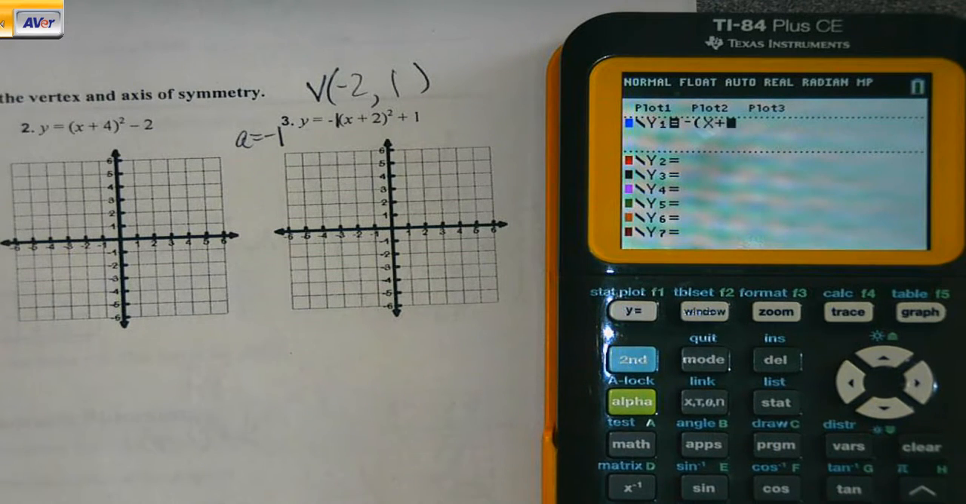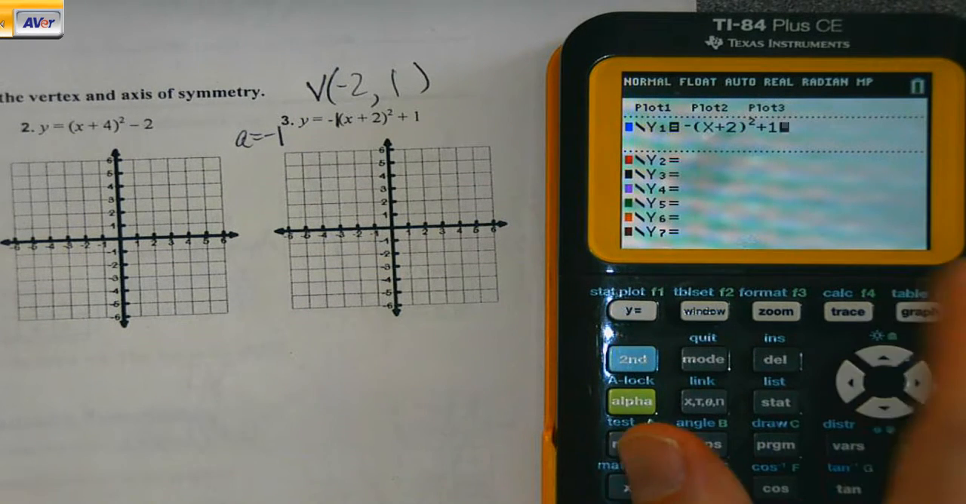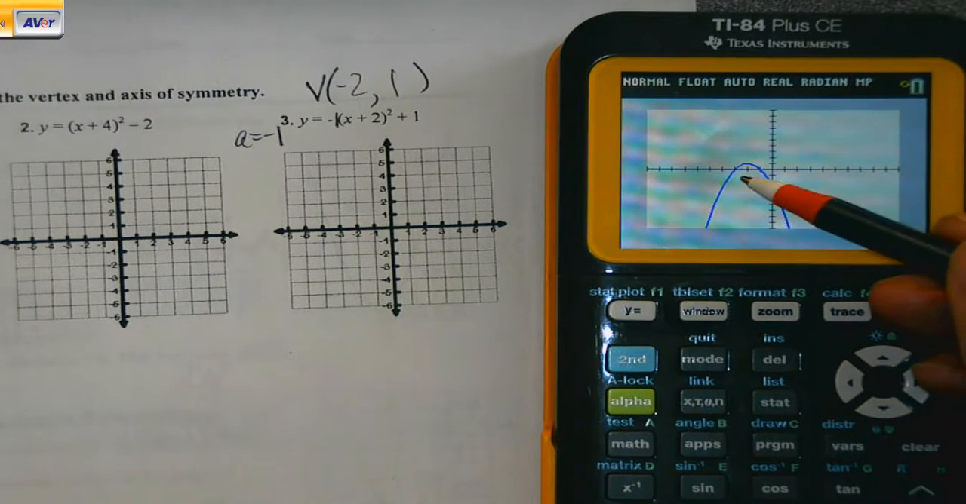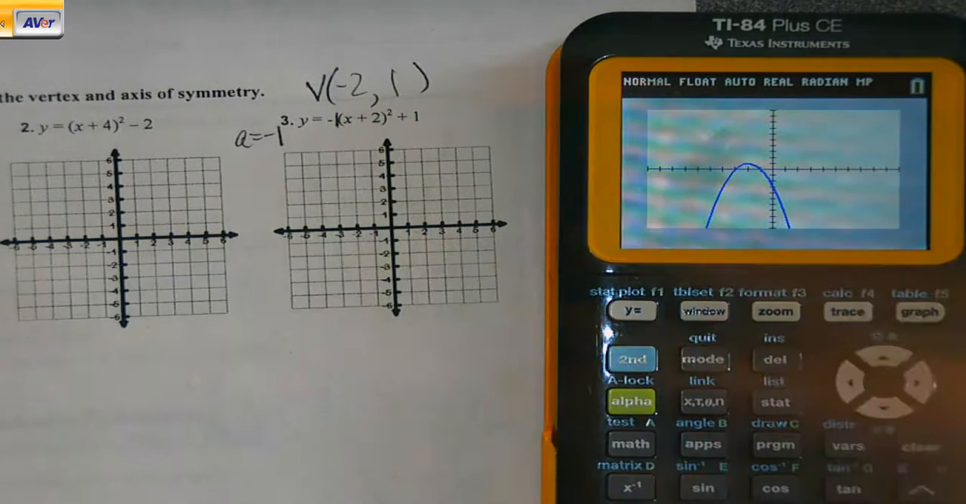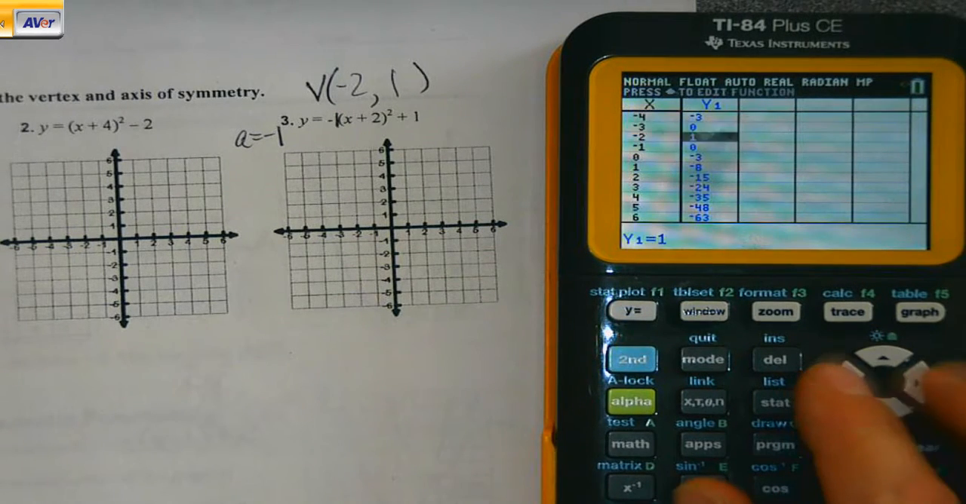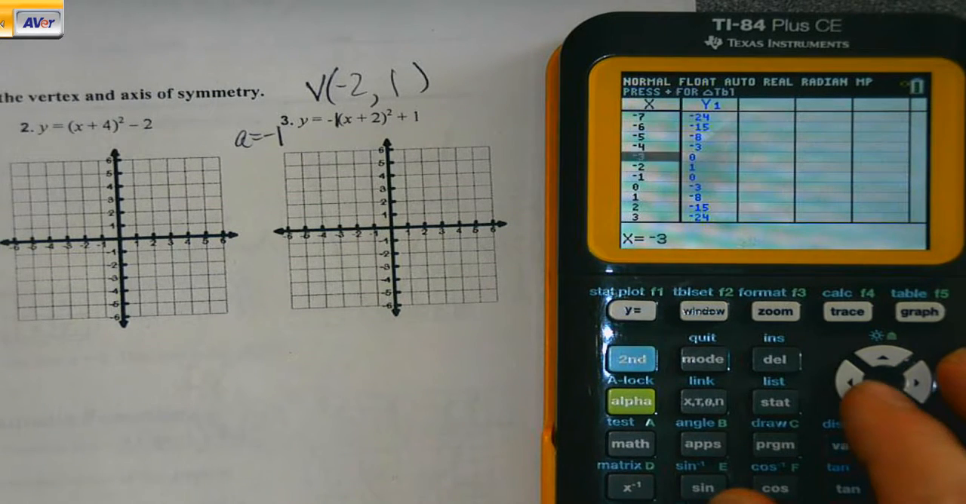So we get this typed in. I'm going to look at my graph first because we'll see if it makes sense. It looks like it went left and up. Left and up. Okay, that makes sense. Pull my chart. There's my negative 2, 1. All right, let's get that towards the middle here.